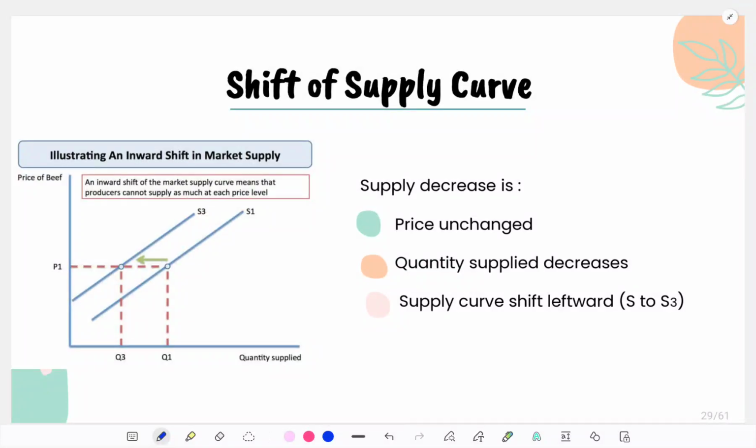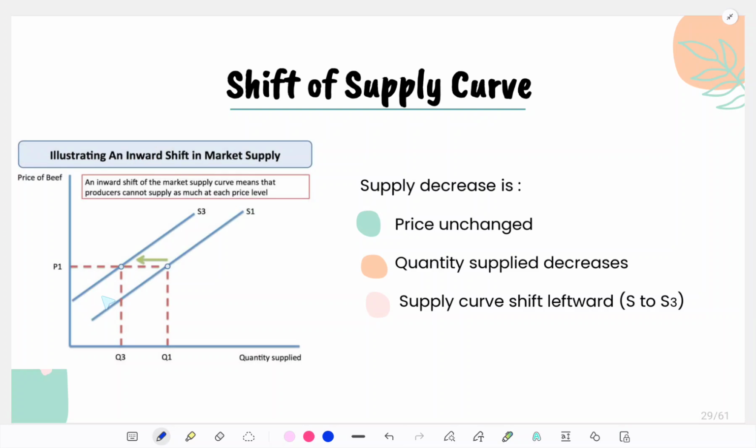Assalamualaikum and hi everyone. In today's short and simple video, we are diving into a key economic concept, the shift of the supply curve. Don't worry, it's easier than you think. So let's go. First, a quick recap.